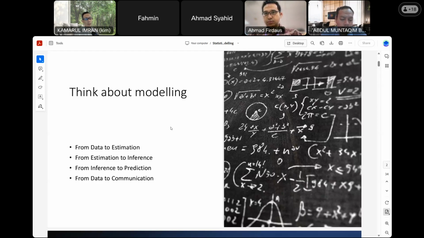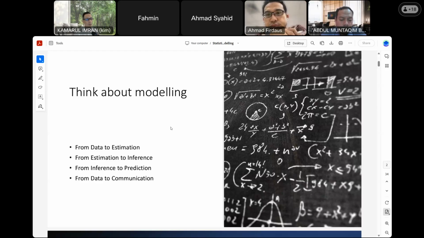Because the estimation comes from your data, inference is how you would infer or generalize the result to the population of interest. That's why you get the p-value, and that's why you get the 95% confidence interval, because you are making inferences. And after that, you get the beta value from estimation, the p-value and 95% confidence interval.